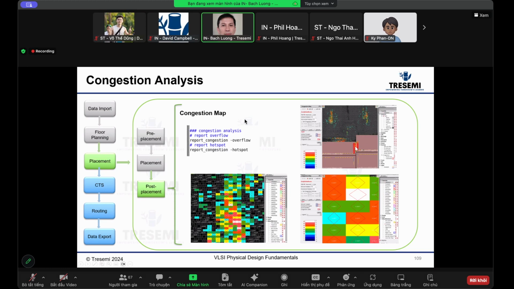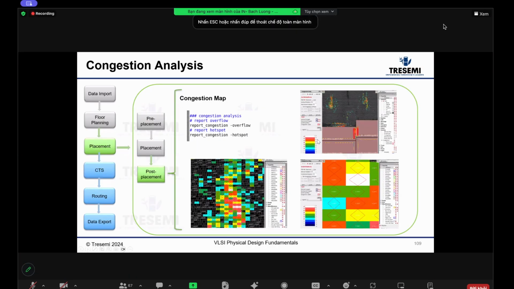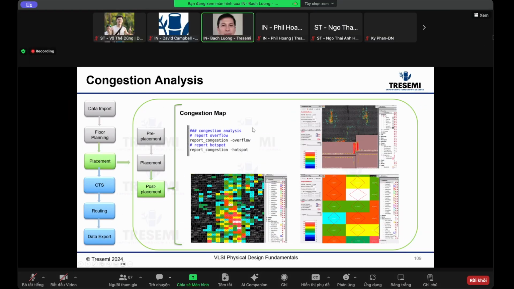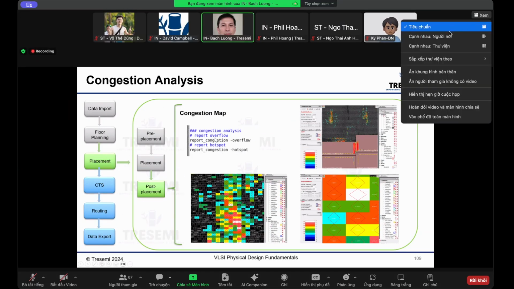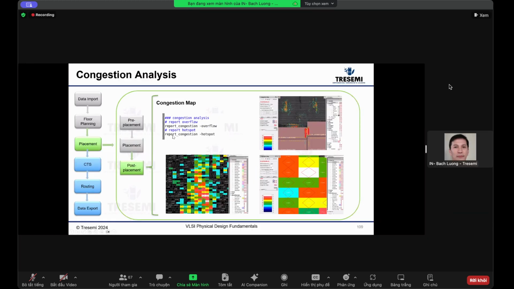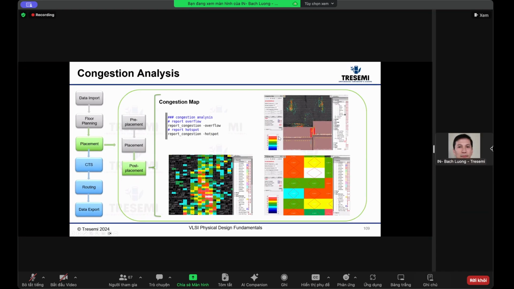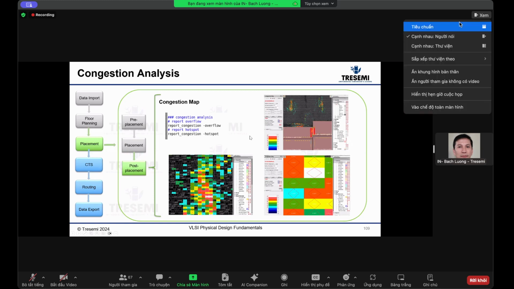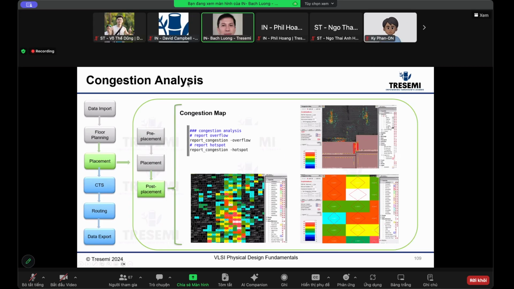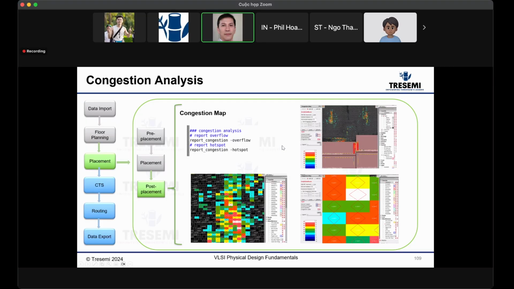And you can define these. You can change the color if you want to, but these are just the default colors that showed up. Okay. So this, you already know about. There's report congestion, that's overflow report congestion, and hotspot. Okay, so in the lab, you'll get to play with these, how to display congestion and how to go about fixing them.